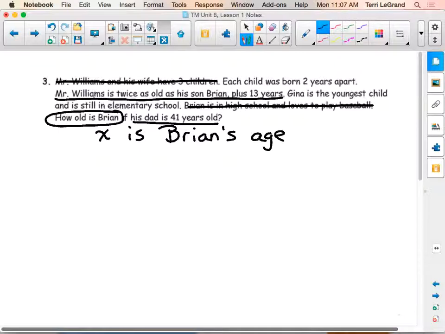I think there's a couple of sentences left in there. We gotta decide if they're important or not. Tyler? Gina is the youngest child and is still in elementary school. Okay. It's not important. Nothing in here talks about Gina other than that, right? She's one of the 3 kids, though, isn't she? Okay. And Caden? Each child was born 2 years apart. Okay. Is that important? We need that 2 in there. Everybody agree? Each child. Sam says no. Why not, Sam?